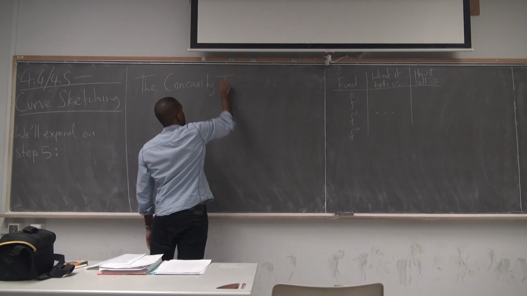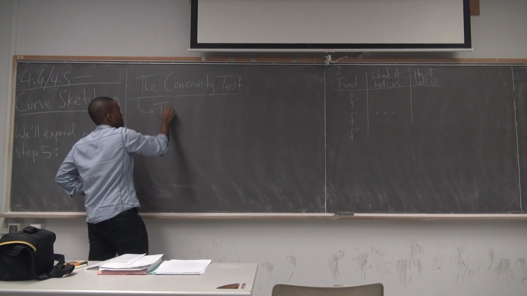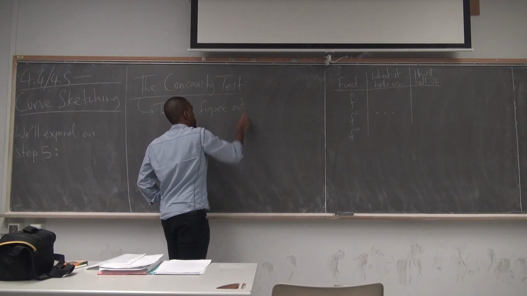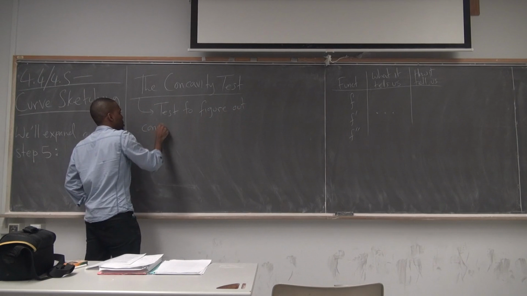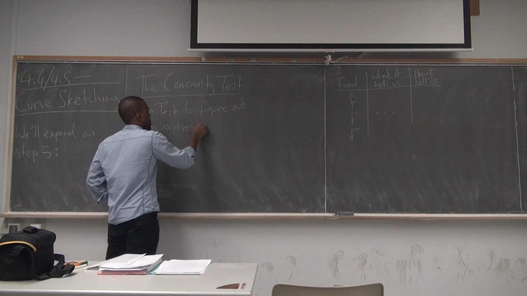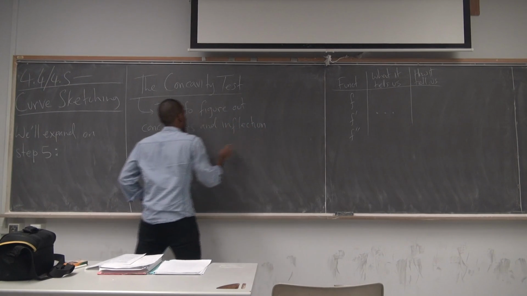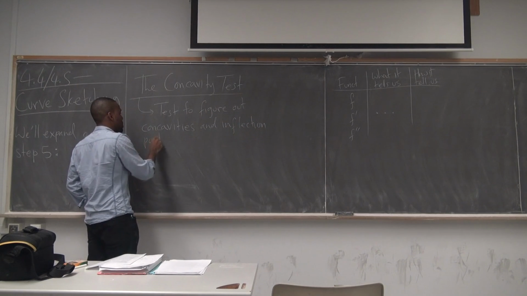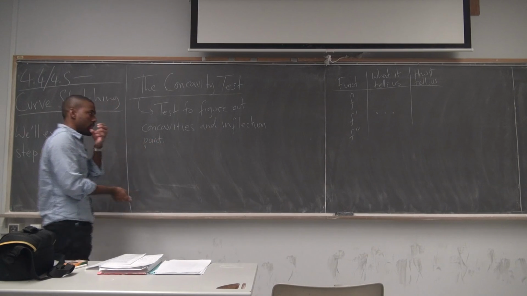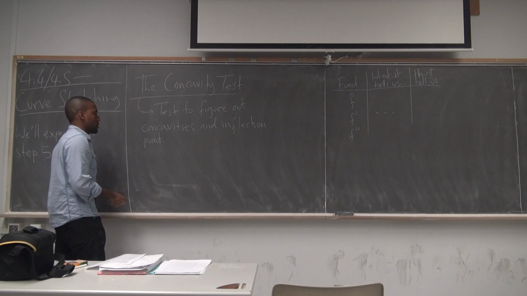So let's look at what that is. Basically, this is a test to figure out concavities, basically where a function is concave up or concave down, and inflection points, which is basically the points where a function would switch concavities. The point where it actually switches from concave up to concave down, that's called an inflection point, or vice versa, from concave down to concave up.